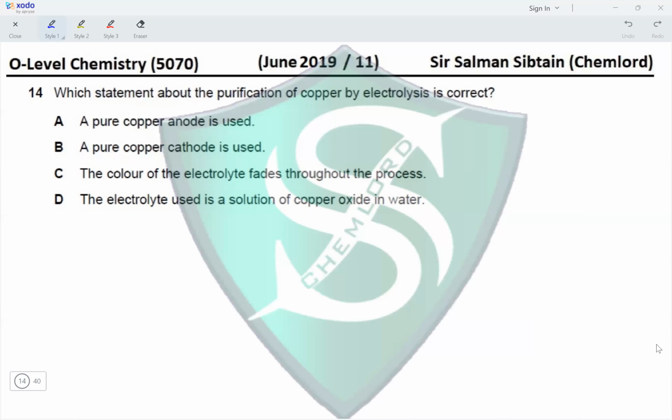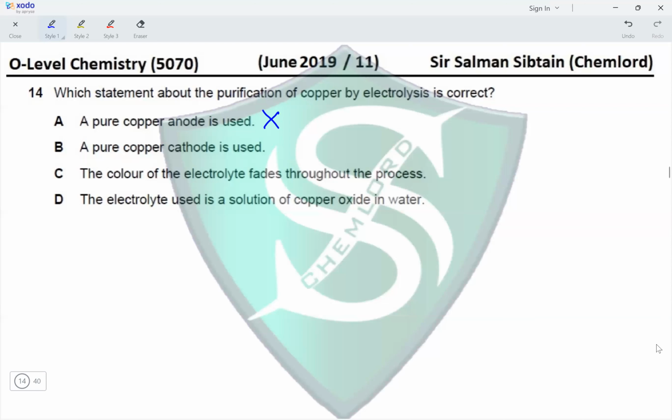However, this question is asking for purification of copper. So purification of copper means that the copper that we have is impure. So that impure copper would be placed at the anode and all the impurities will fall down as anode sludge. So a pure copper anode will not be used. Pure copper anode will be used when we need to copper plate something. But here purification of copper requires an impure copper anode.